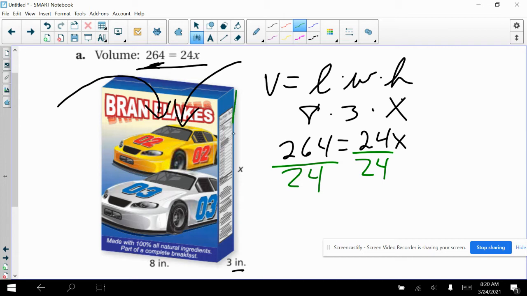Because we want to find out what the length, or the height I should say, of our cereal box is. And when you divide that out, we arrive at 11 inches. Now, let's think about this for a minute. Your answer is 11 inches, yes? What dimension is that? Come on, we only got 3 of them, and we've talked about all of them extensively. What dimension is it? 1, 2, or 3?